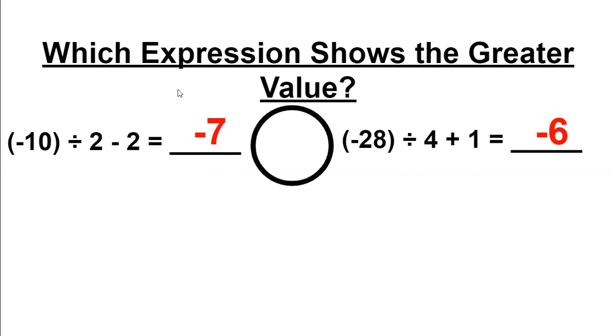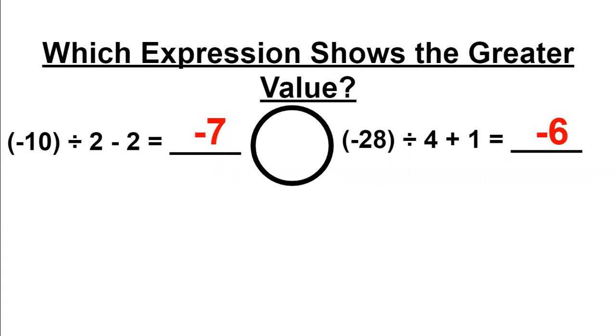Okay, now we got to compare which is bigger, which is smaller. This time we're not talking about which absolute value is bigger or smaller. We're talking about which number is bigger or smaller. There's a difference. Absolute value is distance, so it's always positive. -7 and -6 are just numbers on the number line.